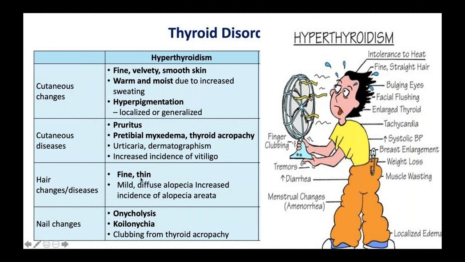Hair is going to be fine and thin, and diffuse alopecia can be associated, and there's also an increased incidence of alopecia areata. So vitiligo and alopecia areata both are associated with thyroid disorders. Nails can have onycholysis, koilonychia, or flattening or spoon-shaped nails, and clubbing, which is associated with thyroid acropachy.